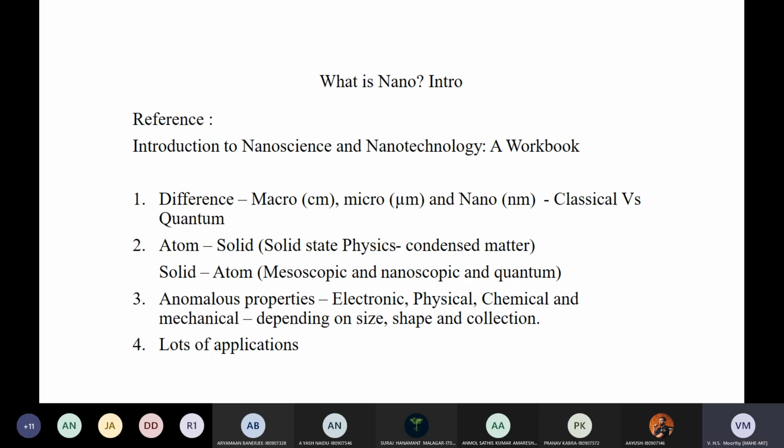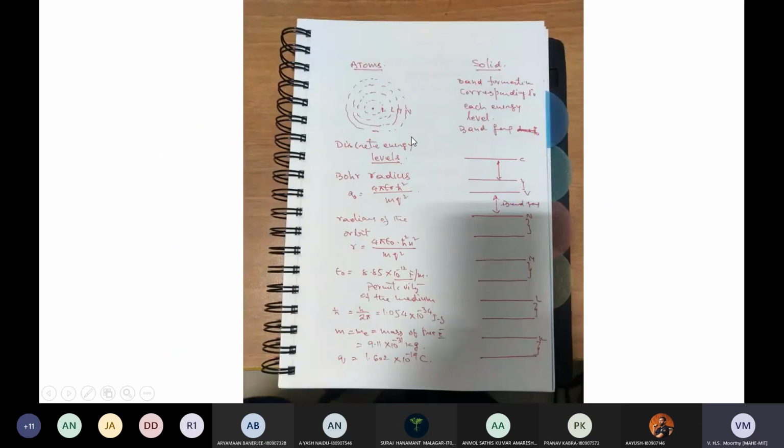Okay, so by going from macro to micro to nano, we are going from solid to atoms, or a very small number of groups of atoms. That's the important thing. In theoretical understanding, we know what an atom is. As we know, an atom has a nucleus and then electronic orbitals, K, L, M, N like that. So this is an atom.